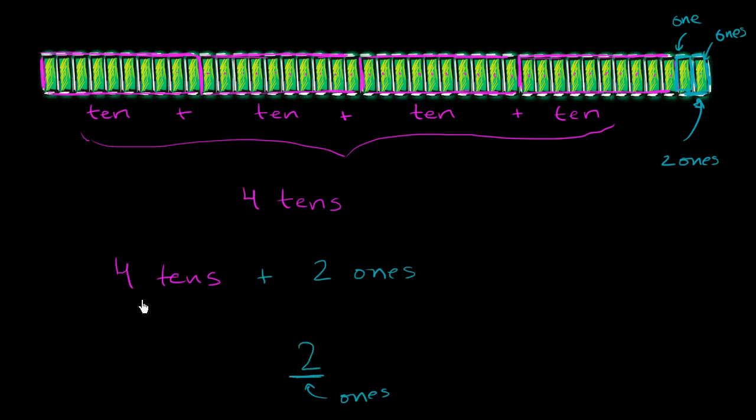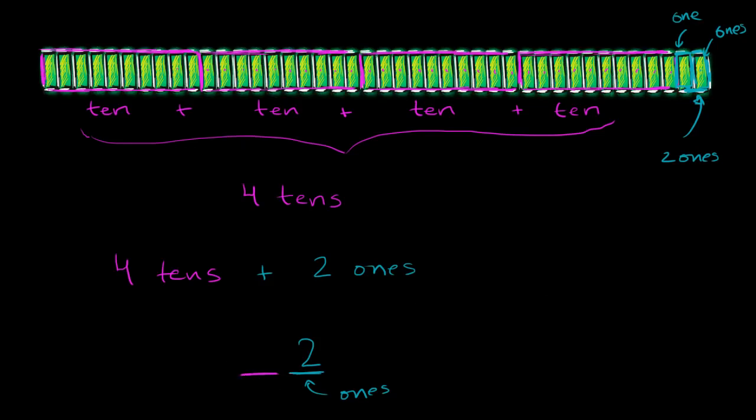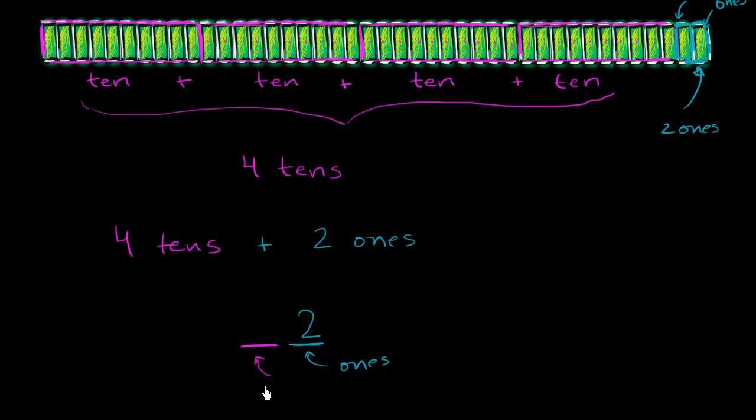And then the next place over to the left, that's where we say how many tens we have. And we know how many tens we have. We have 4 tens. So the way that we would represent this in our number system is we would say that this is 4 tens and 2 ones. And we call this right over here 42.